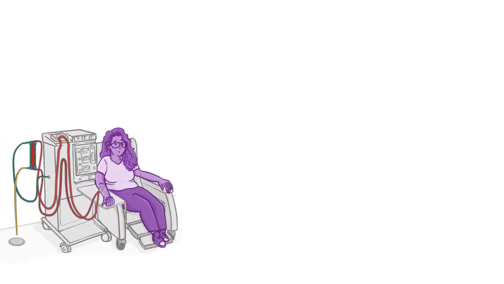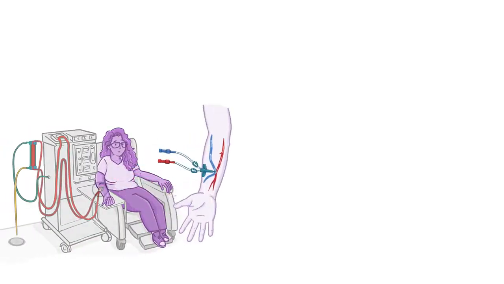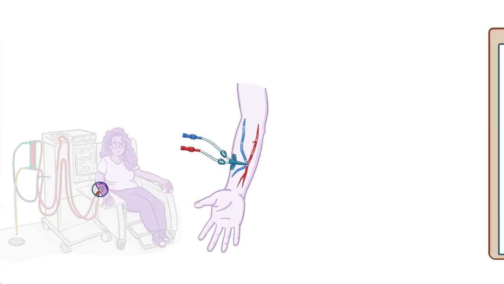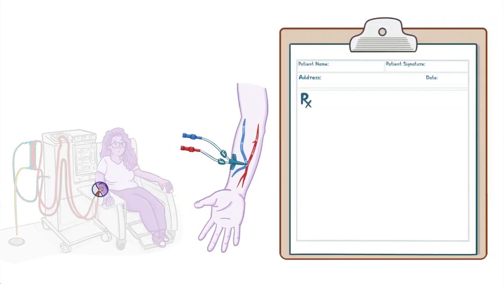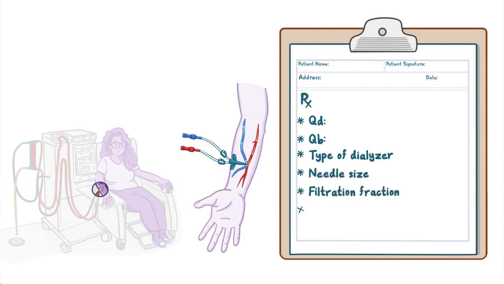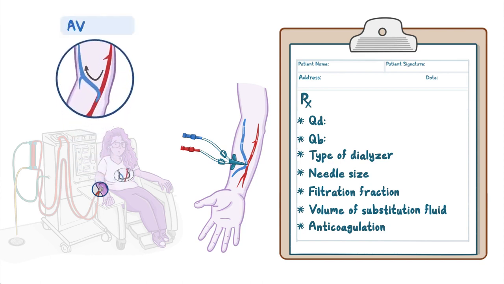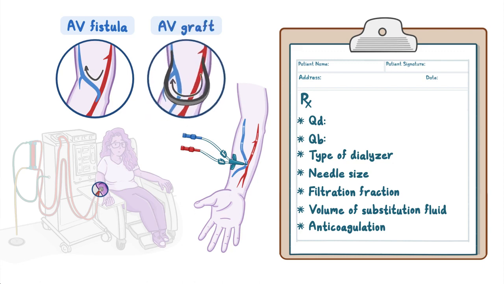Like in-center hemodialysis, OL-HDF is usually prescribed thrice weekly for 4 hours. When starting the patients on hemodiafiltration, dialysate and blood flow rates, type of dialyzer, needle size, filtration fraction, volume of substitution fluid, and anticoagulation should be considered. The patient should also have a functioning vascular access, such as an arteriovenous fistula or graft.